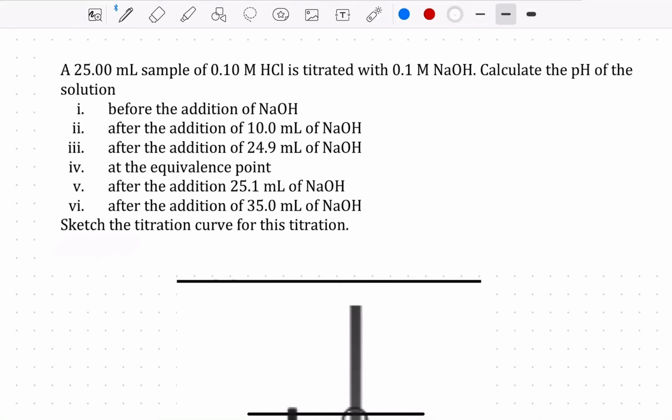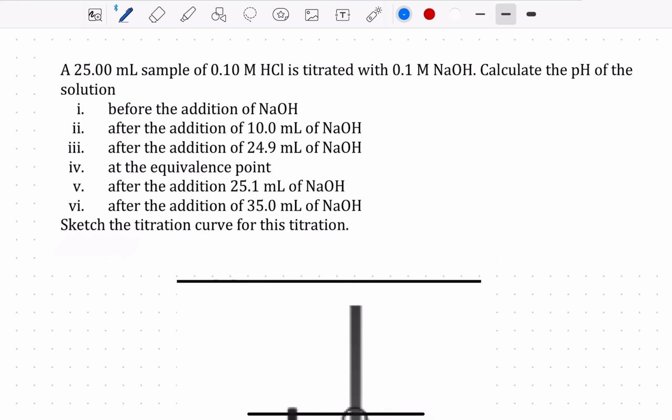In this video, I'm going to show you all the calculation involved in the acid-base titration. Now, you can see here, I have one question. We have a 25 ml sample of 0.10 molar hydrochloric acid that is titrated with 0.1 molar sodium hydroxide. Calculate the pH of the solution. Now, as we can see, we have 6 situations here.